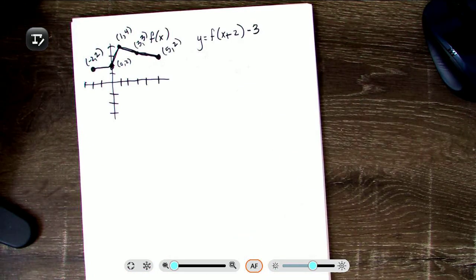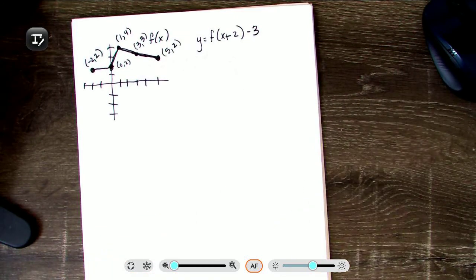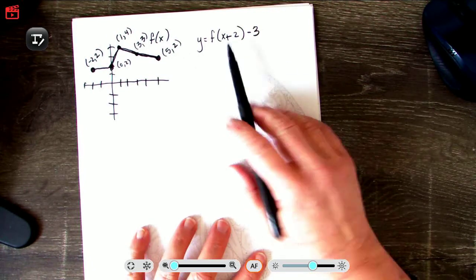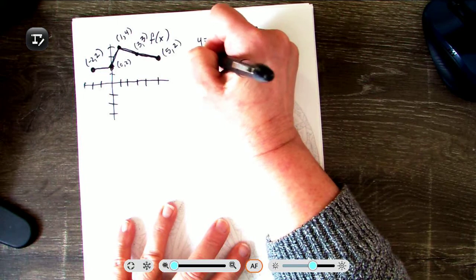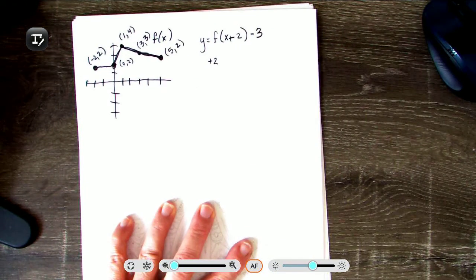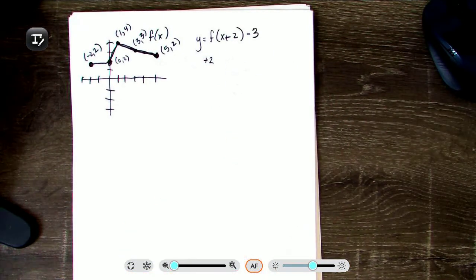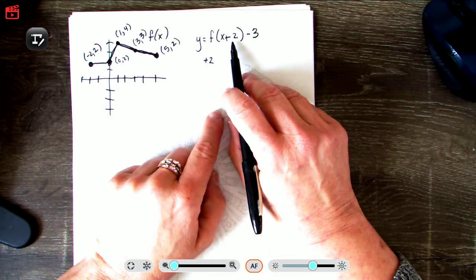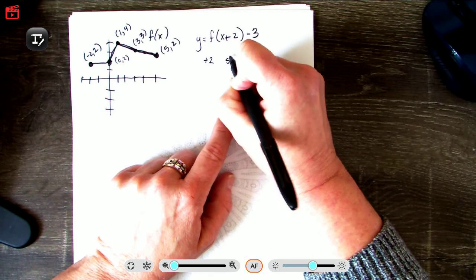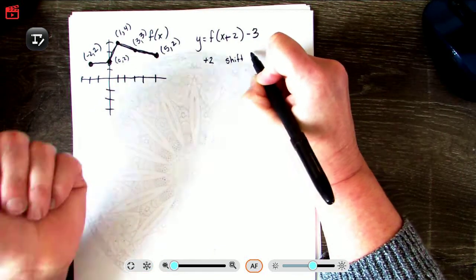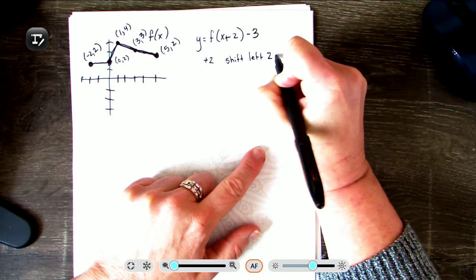And let's first of all talk about what's going to happen, and then we will actually draw it. Now, thinking about how things work and the order of operations says we're going to start inside our parentheses. So we're going to start with this plus 2 on the inside. It's affecting that x value. It's going to shift things horizontally speaking, and we're going to kind of work backwards. So it's going to shift things to the left 2 units.